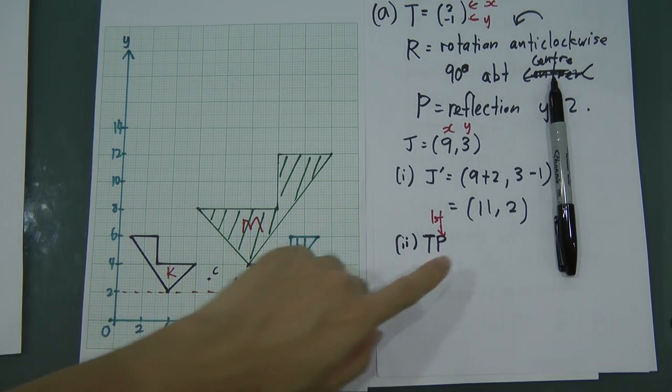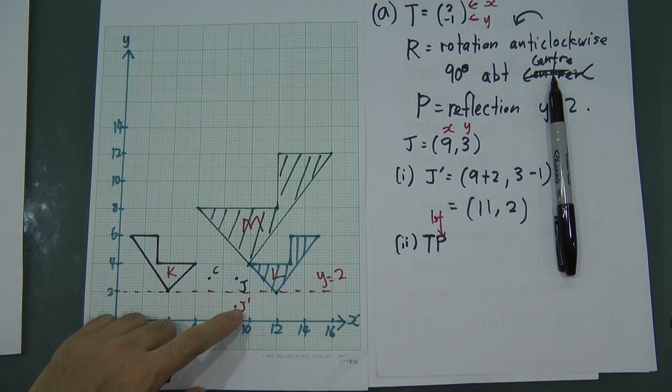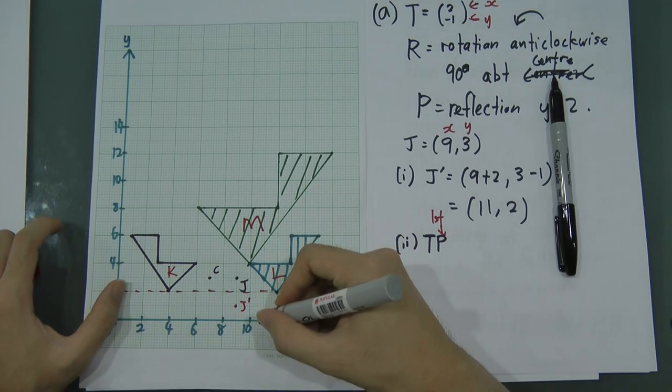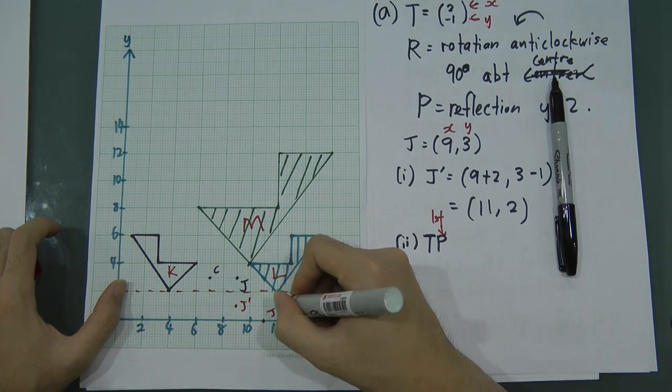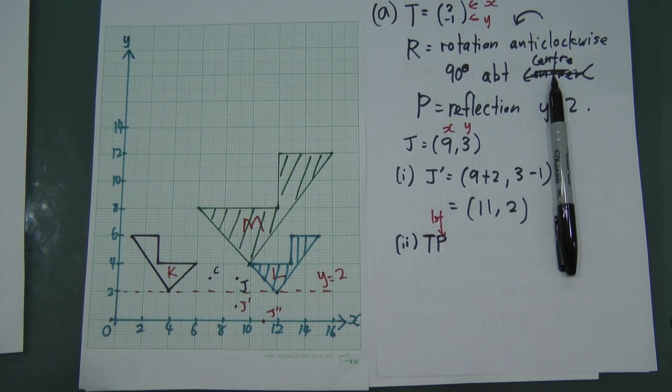And then after reflection, it is going to do the translation again. So it will be 1, 2, 1, and go to this one, because 2 for x and -1 for y. So what is the coordinate for this one? It's very simple. You will get the coordinate 11, 0. So normally this is the way to solve the combined transformation.